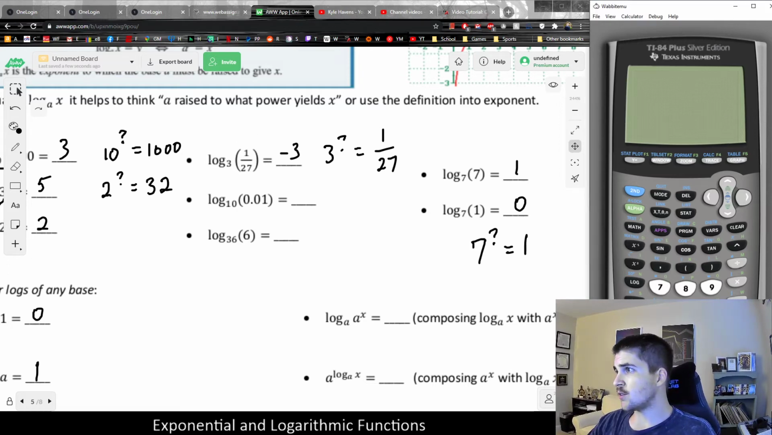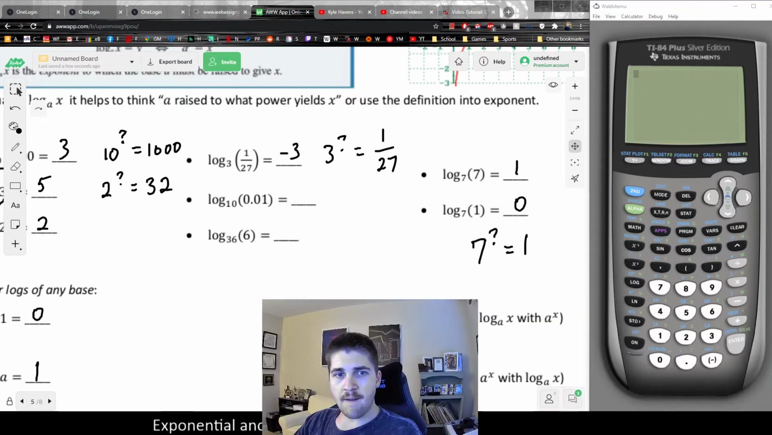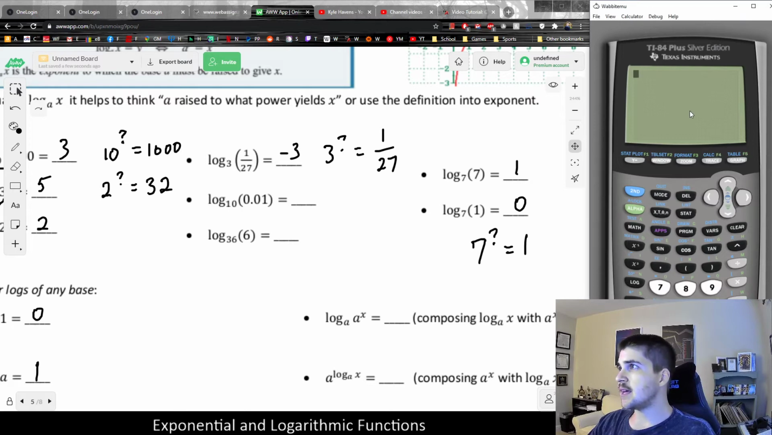I wanted to show you where logarithms are. If you go onto the main button, you'll notice that there's the log function right here, but this is always the common log base 10. If you want to access log of any base, you need to go into your math menu, and if you scroll down a ways, you should have a log base function in there.